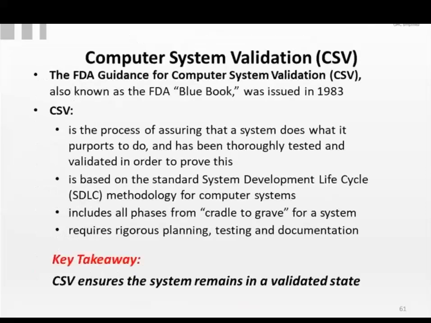Now, the FDA came out with their first guidance on computer system validation in 1983, and it was called the Blue Book because it was on paper, no computers around at that time, or not many, and it was on blue paper. They defined CSV very simply and eloquently as the process of assuring that a system does what it purports to do, and that you've thoroughly tested it and validated it to prove it. Now, what the system purports to do is your requirements, and testing and validation must be done against those requirements.